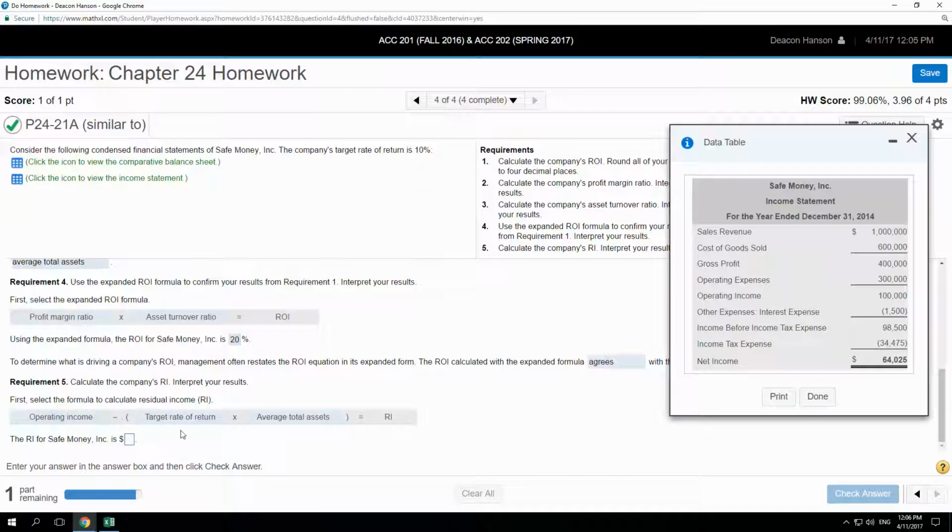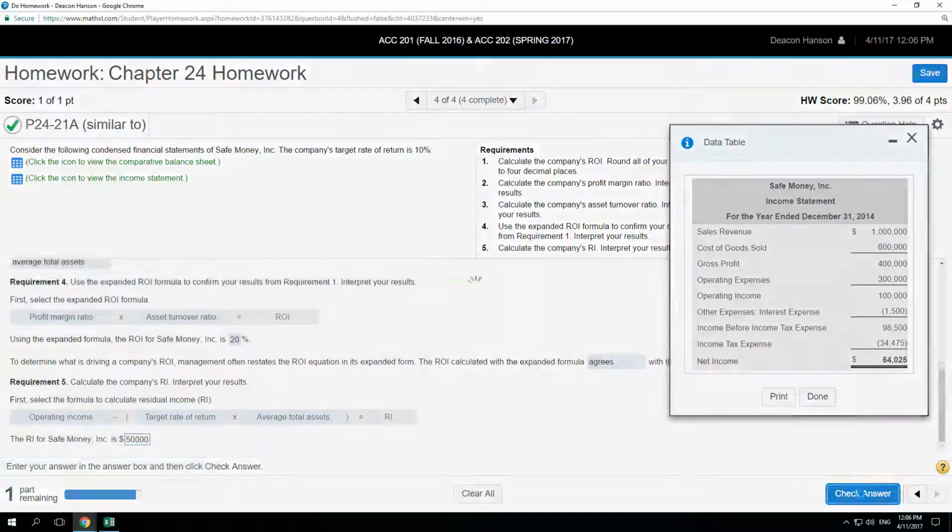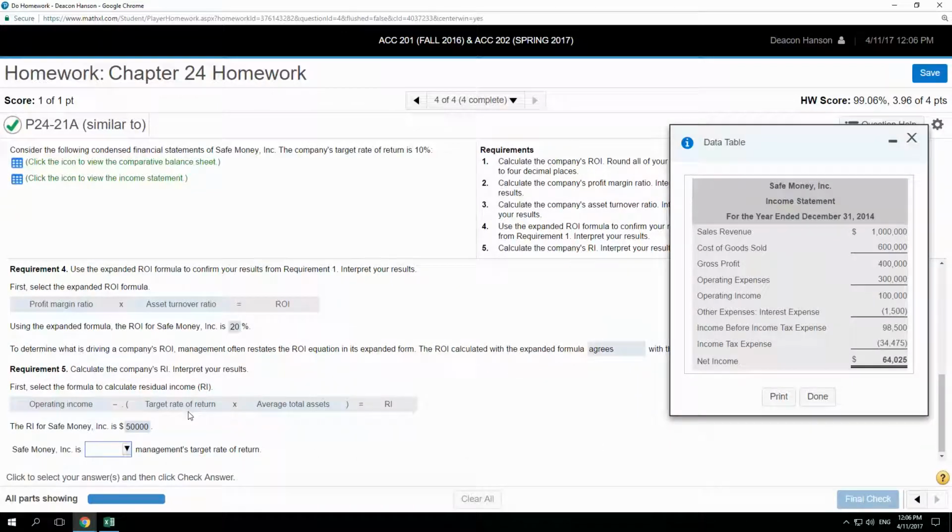Okay, take my target rate, 10% times 500,000, I get 50,000. So residual income, 100,000 minus 50,000 is 50,000. Okay. So we have income beyond our target, operating income beyond our target. So our company here, Safe Money Inc., is exceeding management's target rate of return.